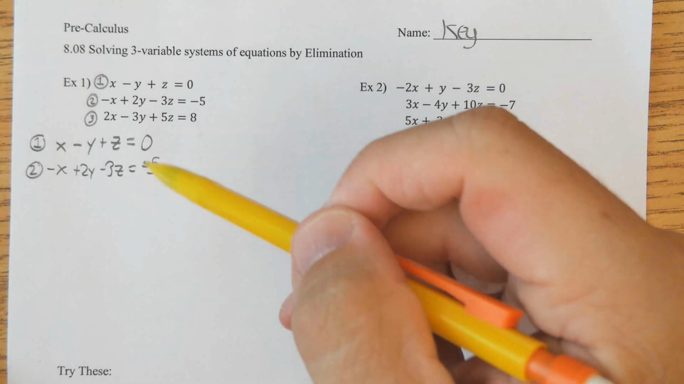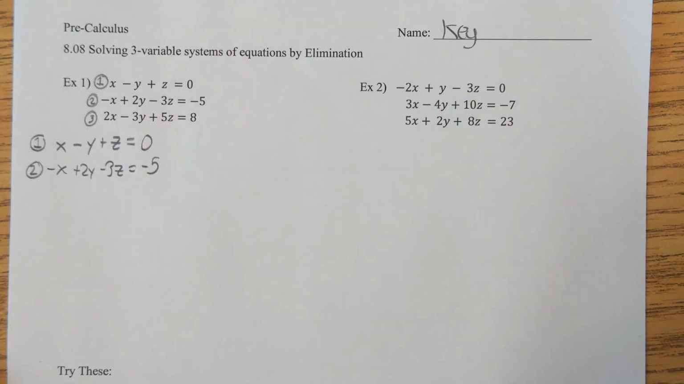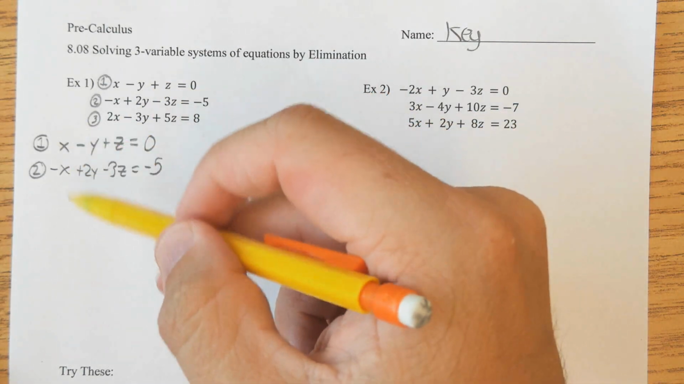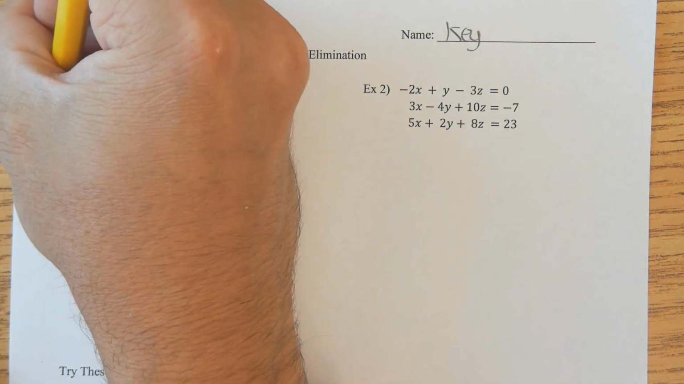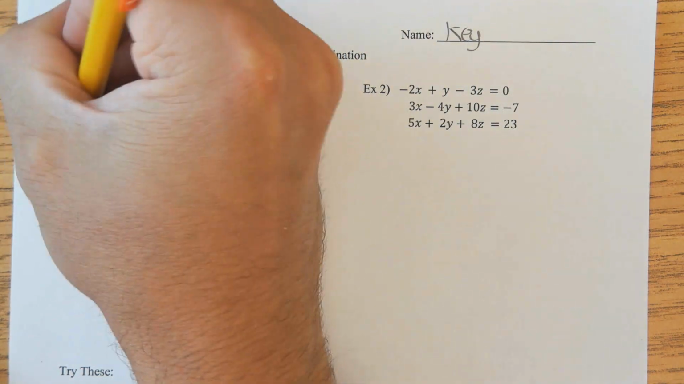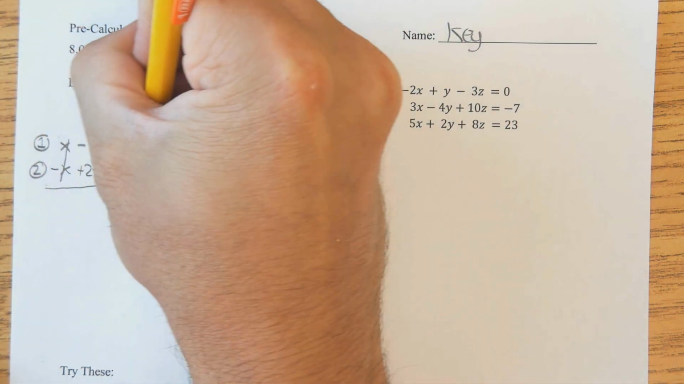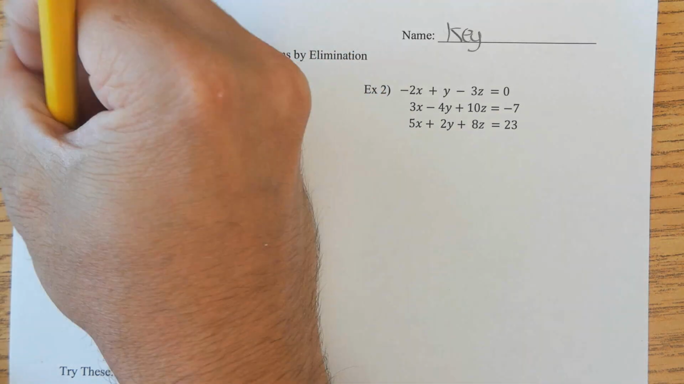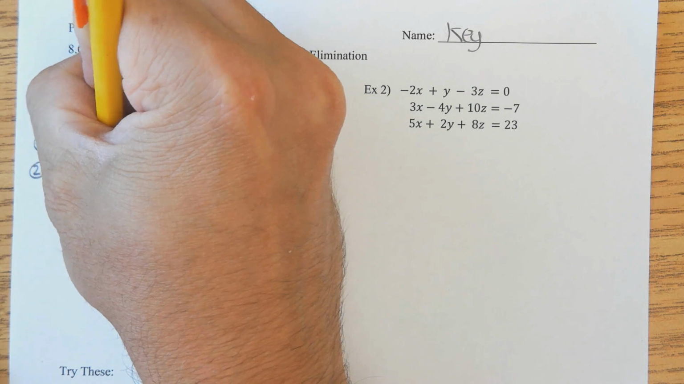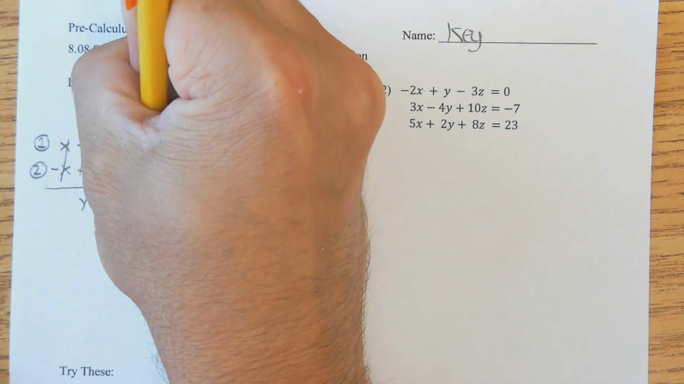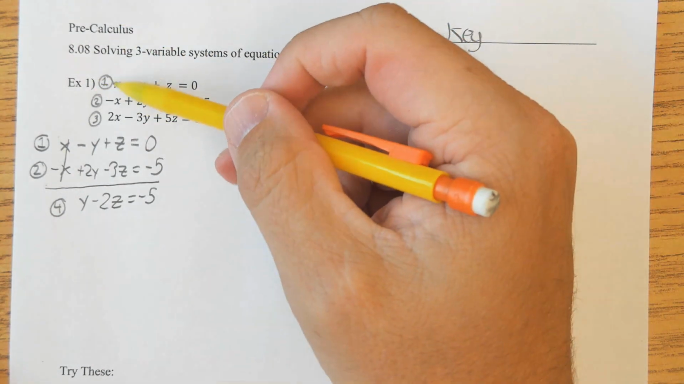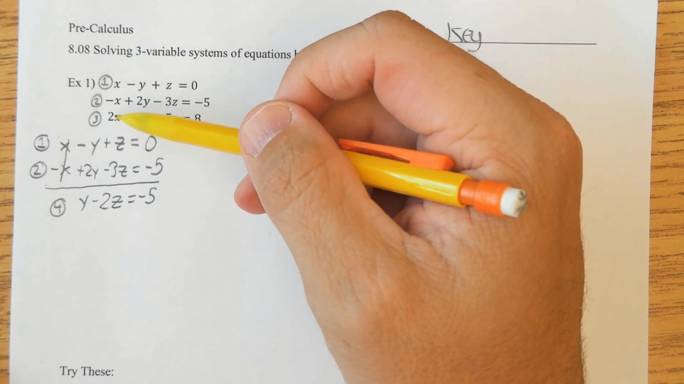Now, usually we need to multiply stuff to be able to cancel something out, but in this case we don't have to. Look what happens here: x and negative x, so they're gone. Now I'm left with, let's add these all together, negative y plus 2y just gives me y. z plus a negative 3z is negative 2z, equals negative 5, and this is what we're going to call equation 4.